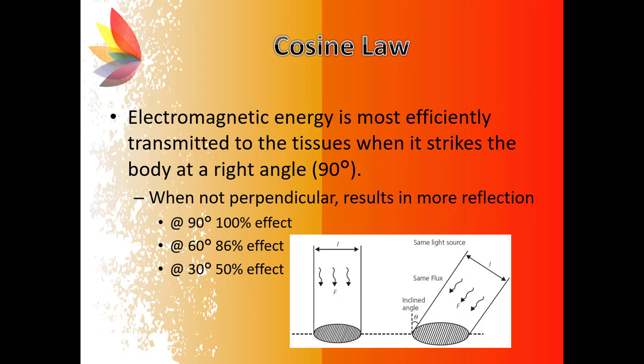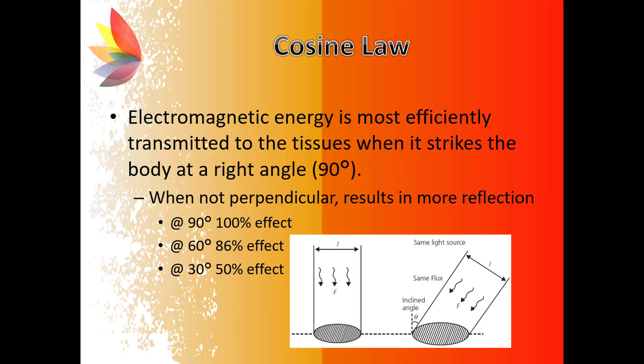The cosine law states that as an angle deviates away from 90 degrees, the effective energy is reduced by the multiple of the cosine of the angle. This is calculated as the energy multiplied by the cosine of the angle, which equals the effective energy. A deviation of plus or minus 10 degrees is considered within acceptable limits for therapeutic treatments.